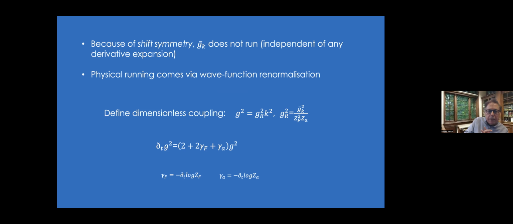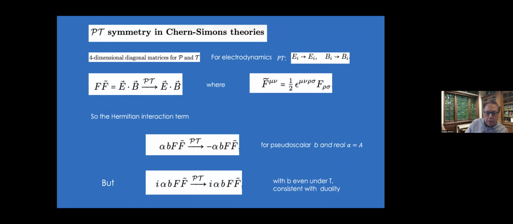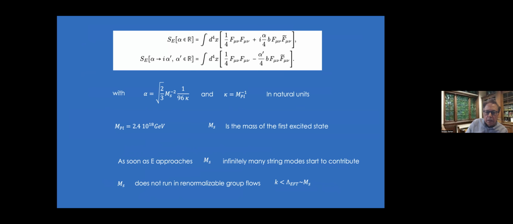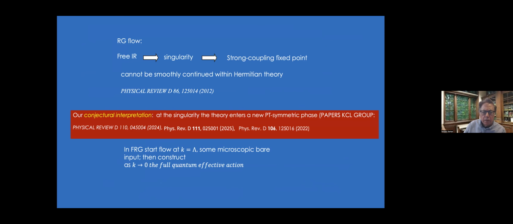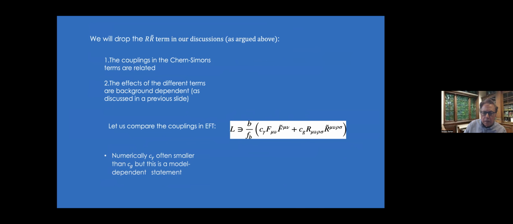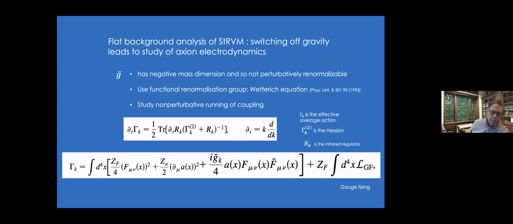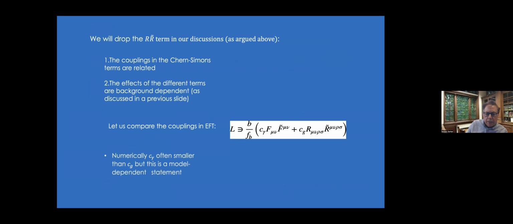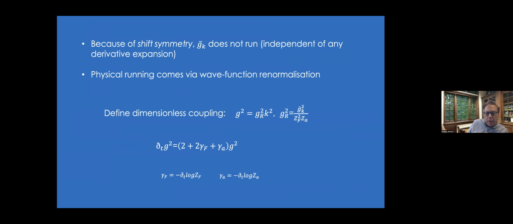If you now look at G bar K, this was the Chern-Simons coupling here. That does not run because of shift symmetry. And so that is important for us. So the renormalized coupling, G R squared, is coming not from any renormalization running of G bar of K, but it's coming from the wave function renormalization of Z A and Z F.